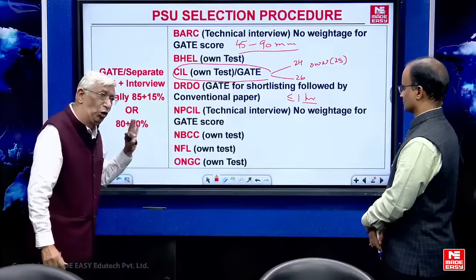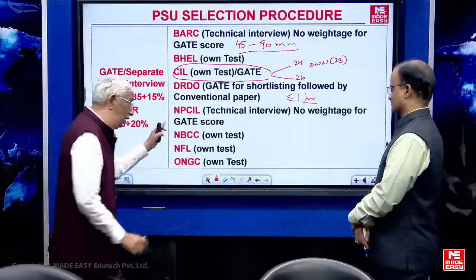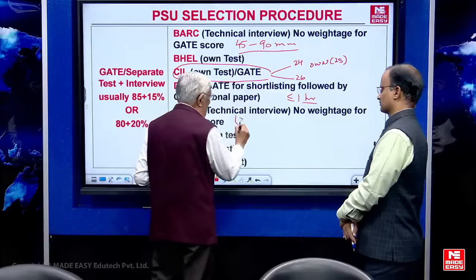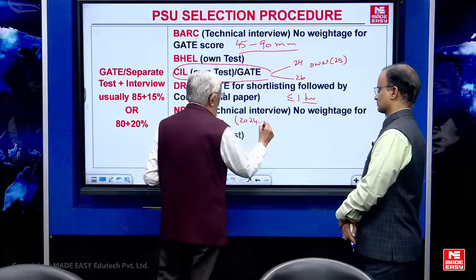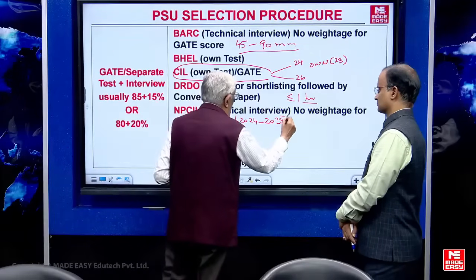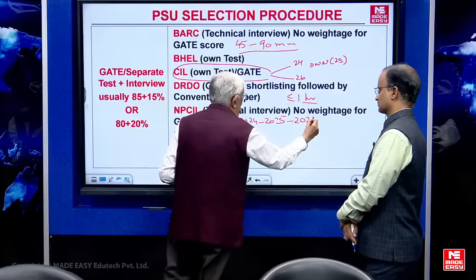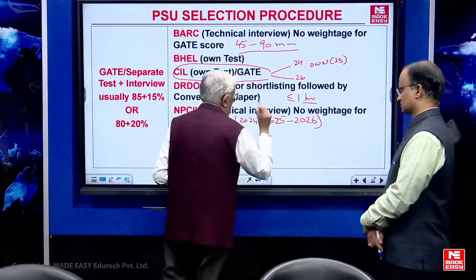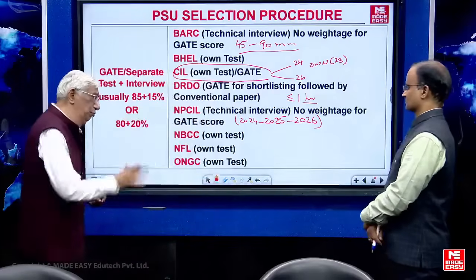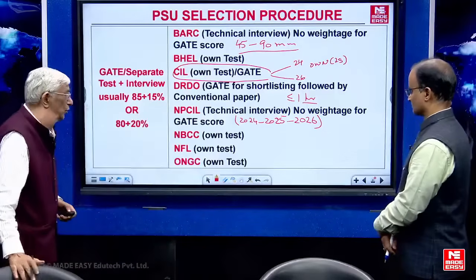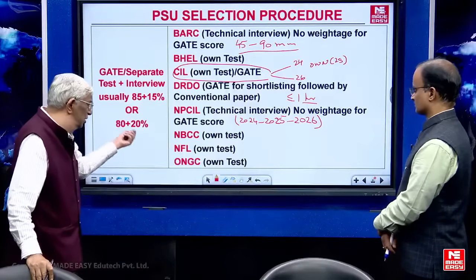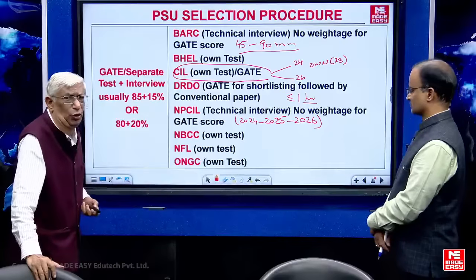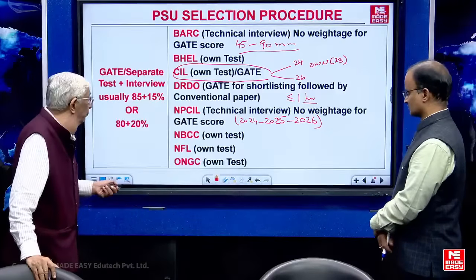NPCIL shortlists based on GATE score, but for the last 3 years, that means this year the GATE scores of 24, 25 and 26 will be valid. They'll give the shortlist based on this, right? NBCC, NFL, ONGC, they are conducting their own exam followed by interview.